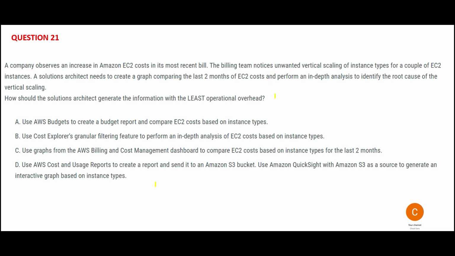So this question is talking about some of the creep-ups in the cost. A couple of EC2 instances have blown up the usage. So you want to compare with the last 2 months of usage and perform in-depth analysis. Which one is the least operational overhead? Basically, you want to take this month's report and compare with the last 2 months of utilization of EC2 from a cost perspective. So let us look at the options.